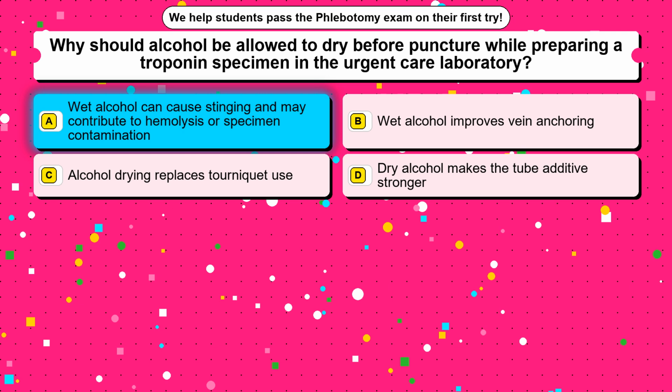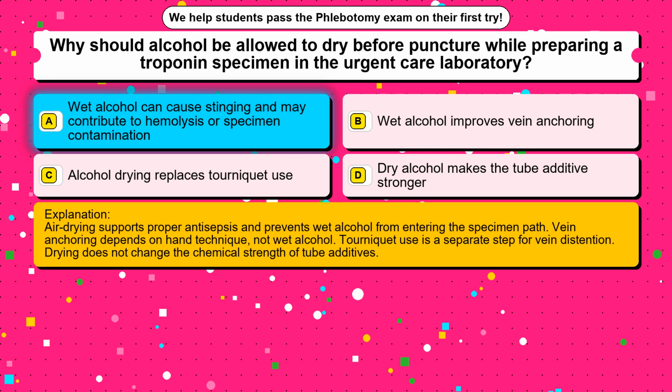The correct answer is option A. Wet alcohol can cause stinging and may contribute to hemolysis or specimen contamination. Air drying supports proper antisepsis and prevents wet alcohol from entering the specimen path. Vein anchoring depends on hand technique, not wet alcohol. Tourniquet use is a separate step for vein distension. Drying does not change the chemical strength of tube additives.